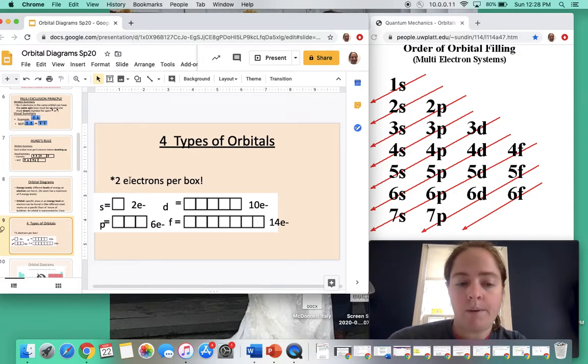Now, one thing to keep in mind is you have 2 electrons per box. So 1 electron would go up and 1 electron would go down. So s can have a total of 2 electrons if there's 2 here. p can have a total of 6. 2, 4, 6. d can have a total of 10 if you put 2 in each box. And f can have a total of 14 if you put 2 in each box.